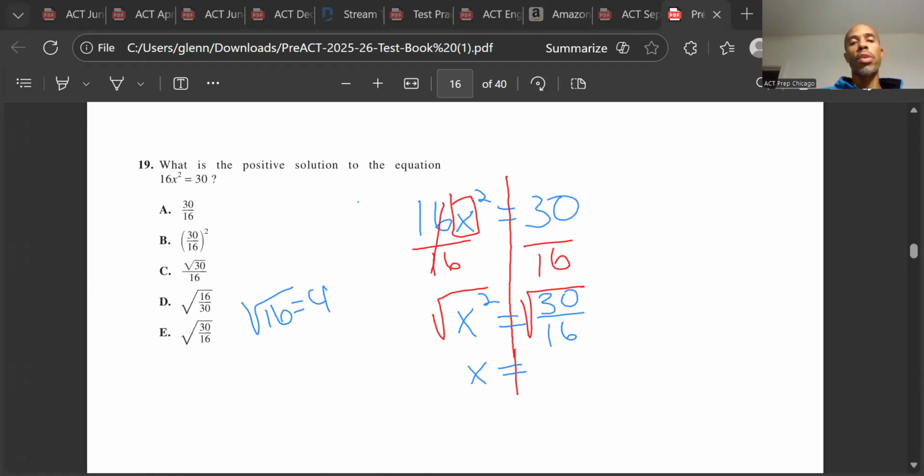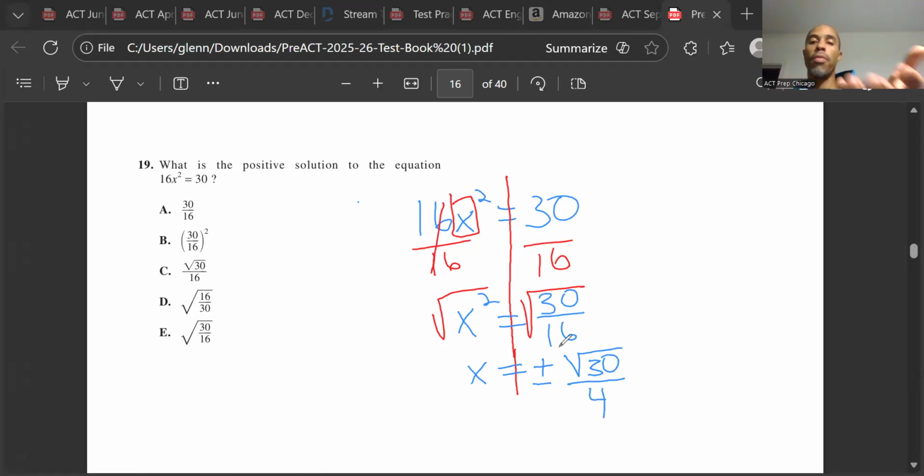But when you're square rooting to solve an equation, they want you to do plus or minus. So really it's going to be positive, plus or minus means it could be positive or negative. That means you have two solutions. Because the 16 can be square rooted, we're going to leave the top as square root of 30, and we're going to leave the bottom as 4, because the square root of 16 is 4.